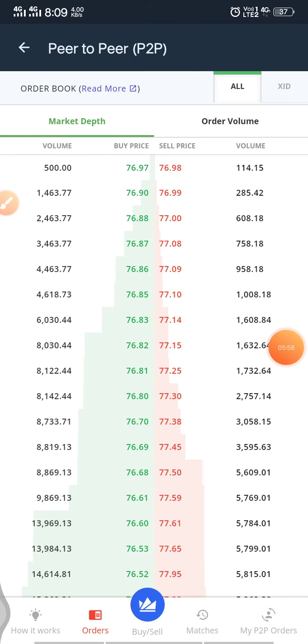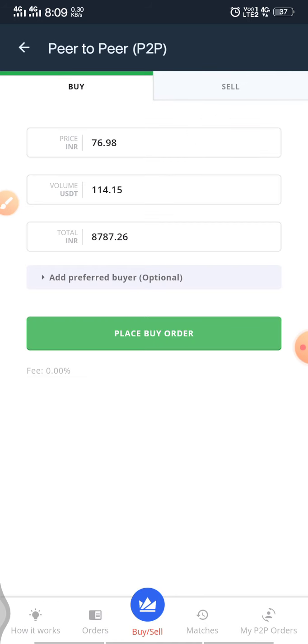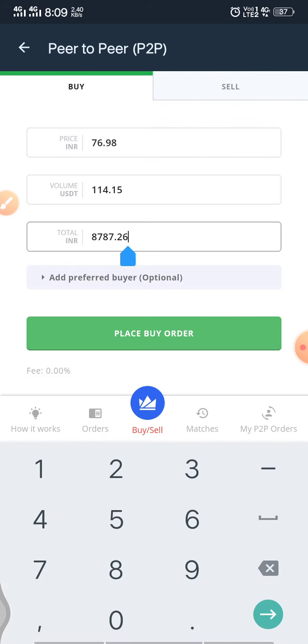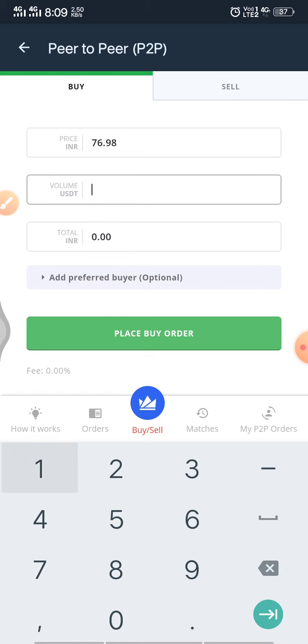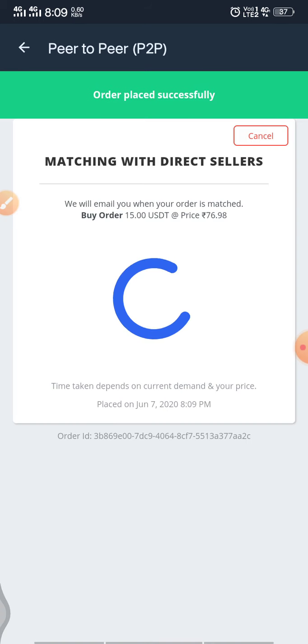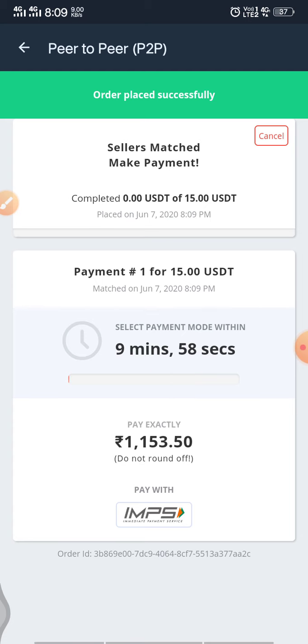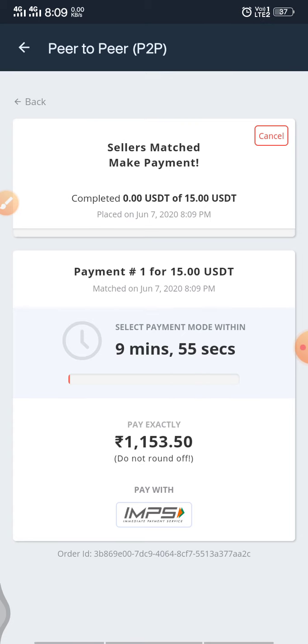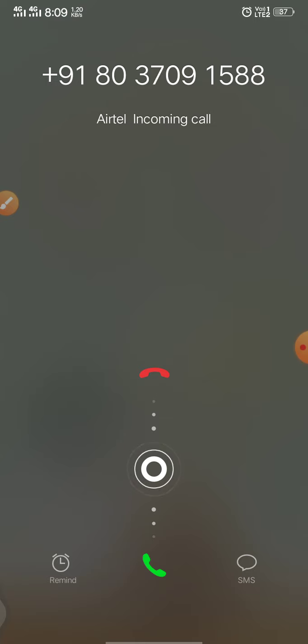If you want to buy cryptocurrencies, see here, the red side is the selling price, and the green side is the buying price. If I want to buy USDT, I will click on that first option, 76.98. So I will buy like 15 USDT. Once I press place order and my bid order is matched with that seller, Vajrex will call me, see.